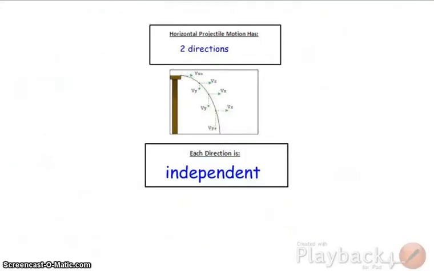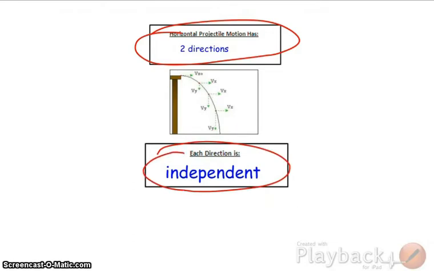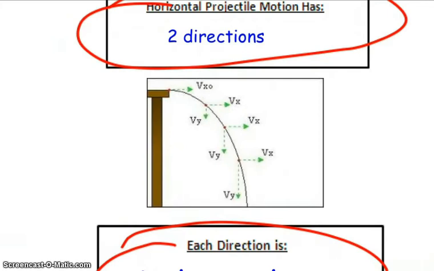Now, horizontal projectile motion has two directions. And just like when we're going up and down, we treat each direction independently. So this is a good picture to show you the different directions. The ball is moving in the x direction and the y direction. Okay, it's moving both ways.